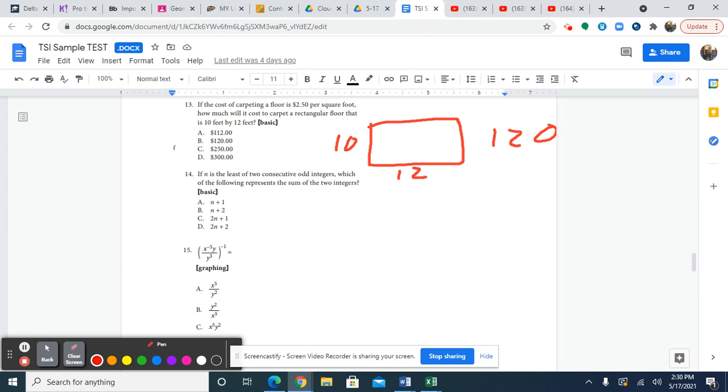So if we know that we need 120 square feet, and each one costs us $2.50, then multiplying those two things together gives us the answer, which ends up being 300.